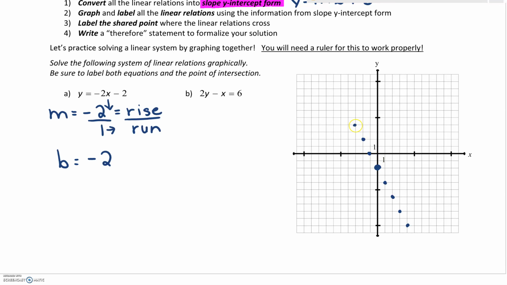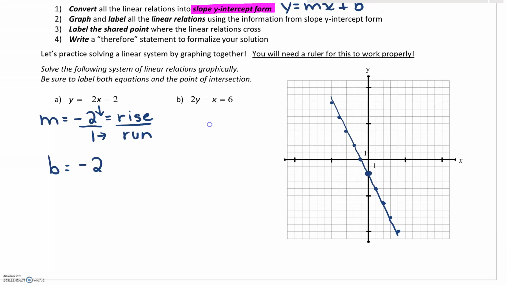Now to do the opposite, instead of going down 2 to the right 1, you're going to go up 2 and to the left 1. Make sure you use a ruler for this part. We really want a nice straight line going through all of this, and I want arrows going through the entire line. To label this linear relation, I'm just going to call it A. So just go ahead and put an A beside this line.